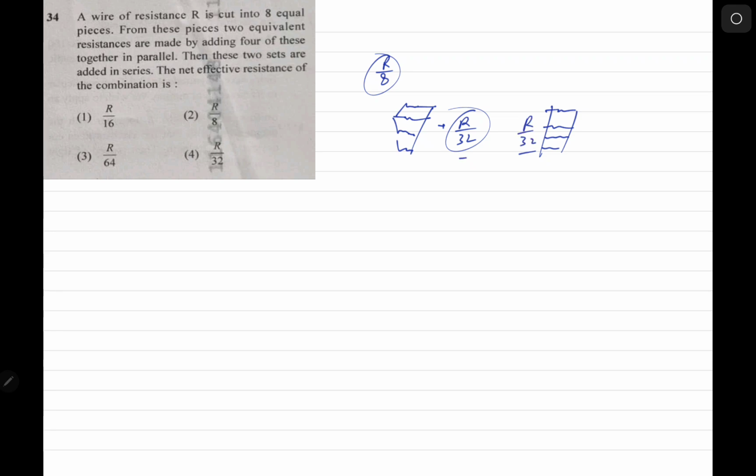Now these 2 resistors are connected in series. So R by 32 are connected in series. So what will the R equivalent? 2R by 32, which means R by 16. And that is the answer. Again, an easy question from current electricity. Hope you understood. Let's move to the next question.